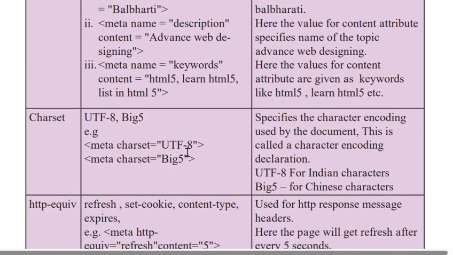Second last is charset. UTF-8 and Big5, these two are the values. UTF-8 is used for Indian characters and Big5 for Chinese characters. It specifies the character encoding used by the document. This is called a character encoding declaration.